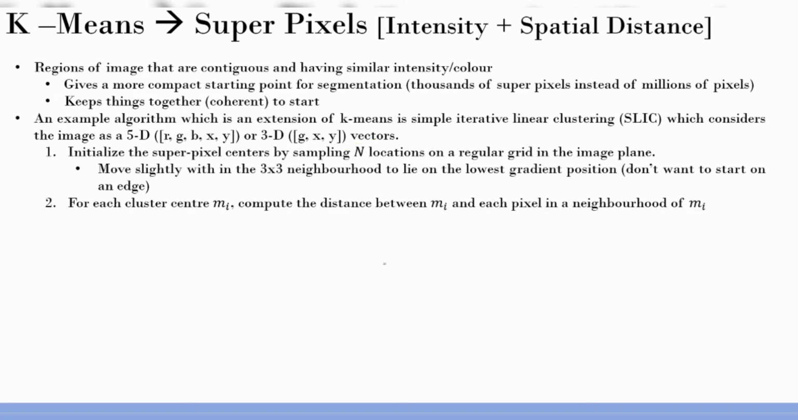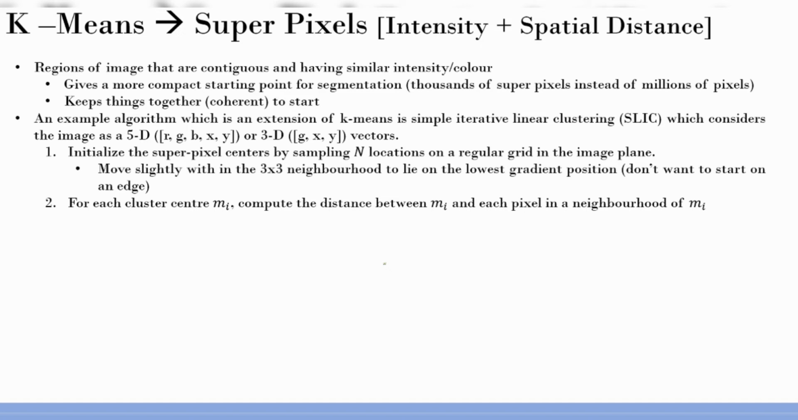Okay, so that's done, and then for each cluster mi, compute the distance between mi and each pixel in a neighborhood of mi. Now we are talking about intensity. So we started with sampling n locations and then moved to a location within the 3x3 neighborhood, but on the lower gradient position. The reason is that we don't want to start on an edge, because from an edge you suddenly have intensity variations on both sides, right? So now we are considering only these n locations.